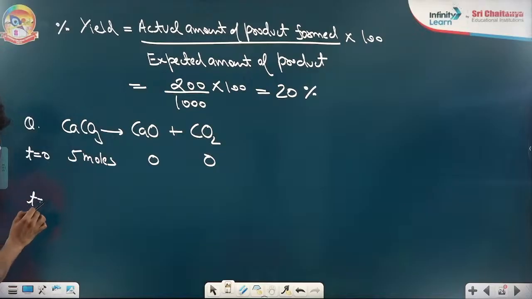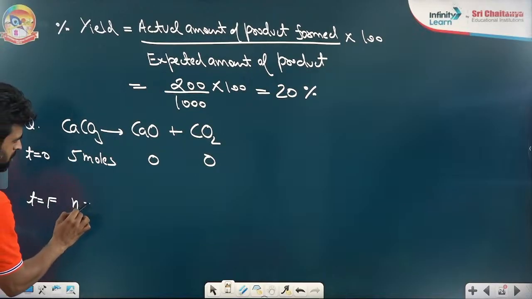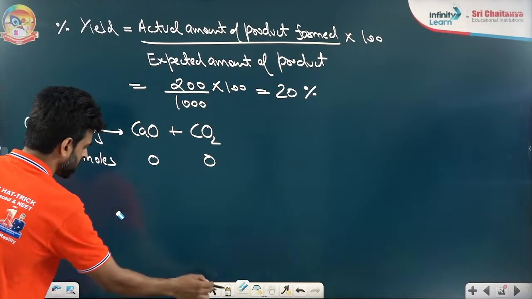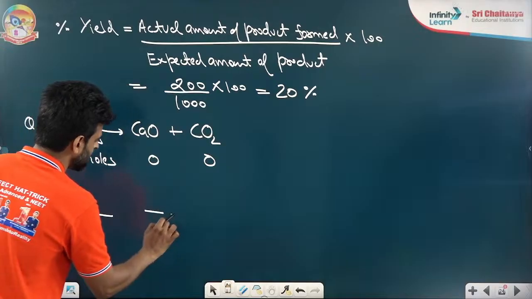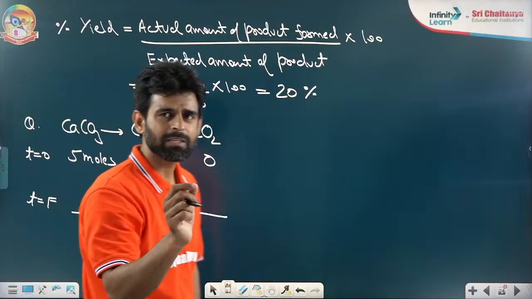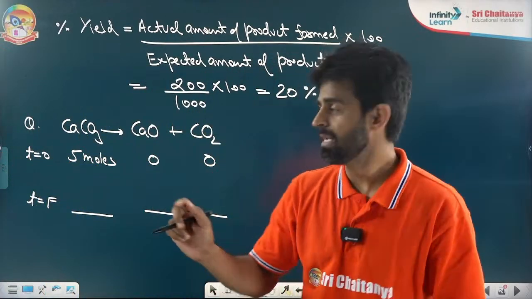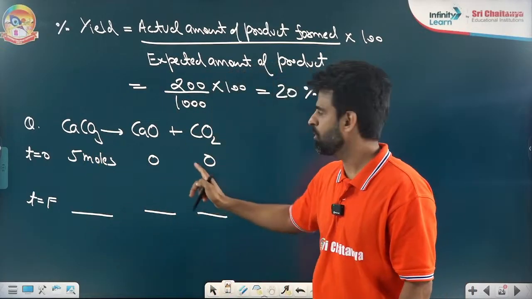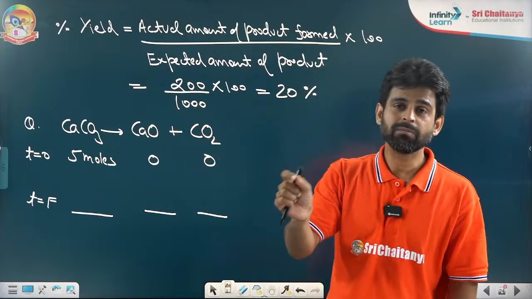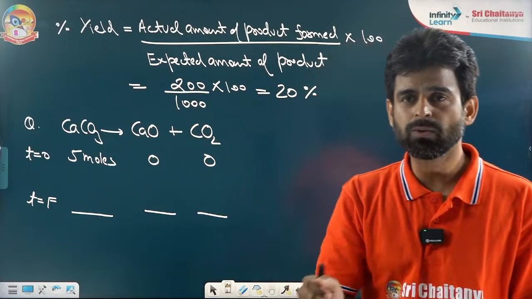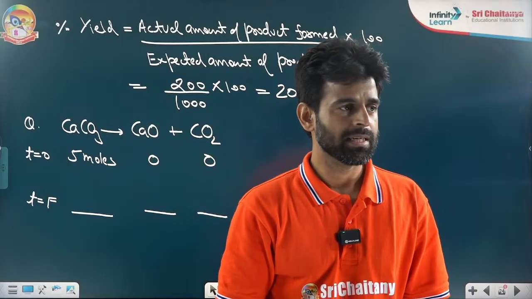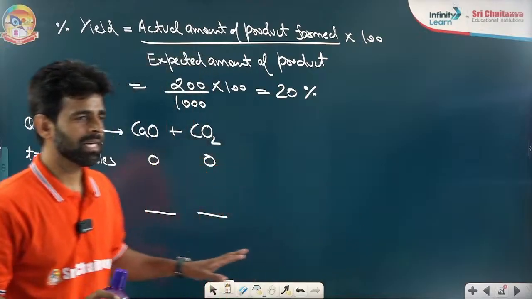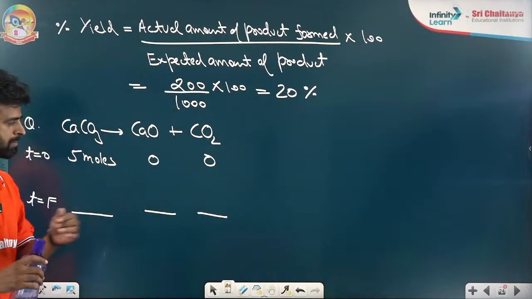Can you give me the final answer? How many moles of this will be left in the end? I am just asking a simple thing. Apply simple stoichiometry and tell me, when this finishes, how many moles of CaO and CO2 will form? If I don't give you any yield, I'm simply asking this.